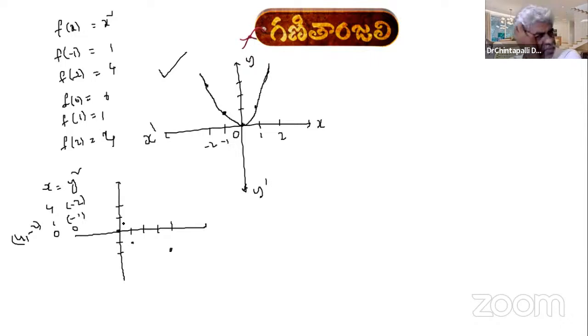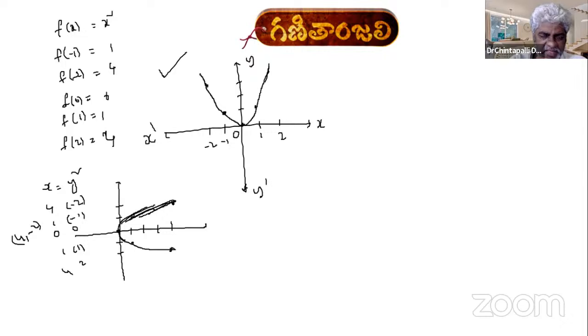If y is equal to 1, x is equal to 1, right? Sorry, if y is equal to 2, x is equal to 4. If x is equal to 4, y is equal to 2. Got it? Yes. If you draw the graph like this, this is its graph.